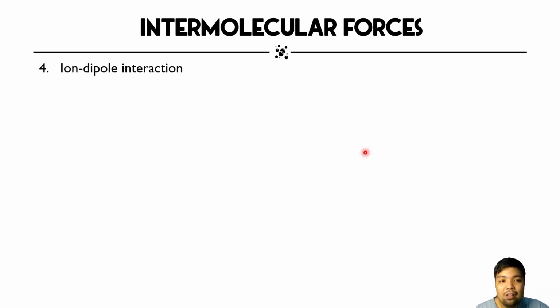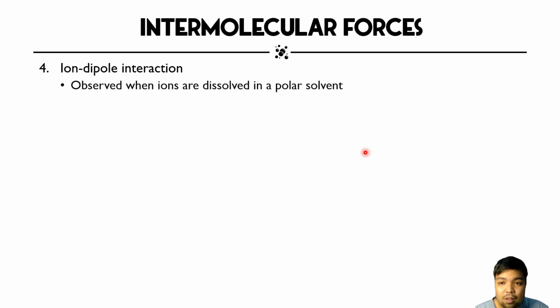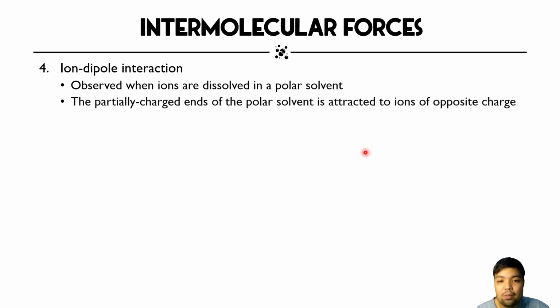Lastly, we have ion dipole interactions. And this is only observed in homogeneous solutions, particularly when your solute is an ionic salt. So this is observed when ions are dissolved in a polar solvent. So obviously, what happens is the partially charged ends of your polar solvent will be attracted to your ions, obviously of opposite charges.